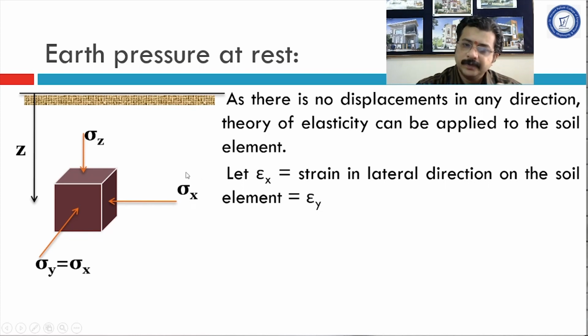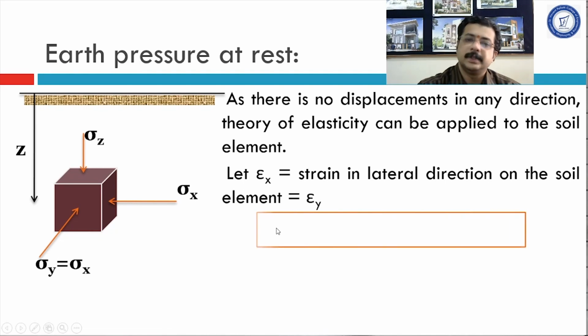Alright, because of this stress there would be strain. That strain is termed as epsilon x. A few times it is denoted by small ex also. Since the material we have considered to be elastic, homogeneous and isotropic, this sigma x and this epsilon x and epsilon y, that is the strains in both lateral directions, would be the same. Okay, let us see.